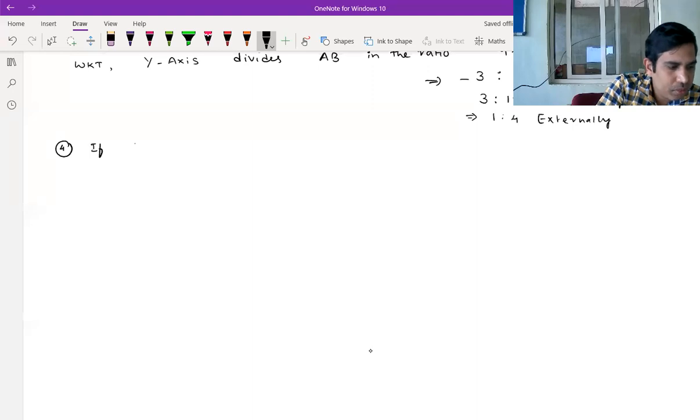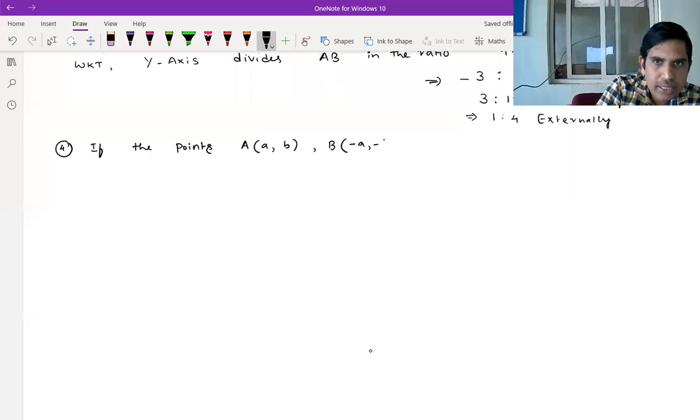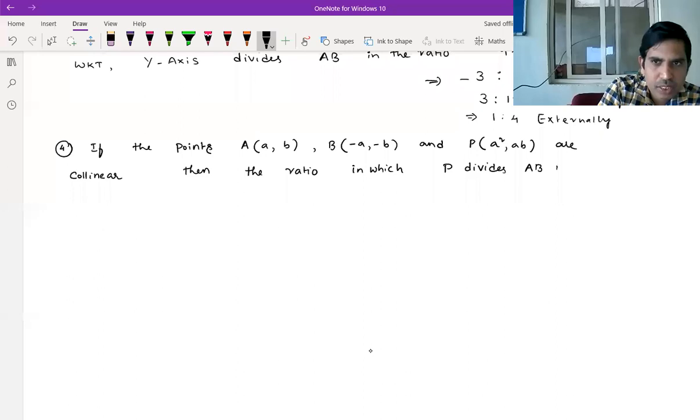If the points A comma B, minus A comma minus B, and P A square comma AB are collinear, then the ratio in which P divides AB is: first option, 1 plus A is to 1 minus A.